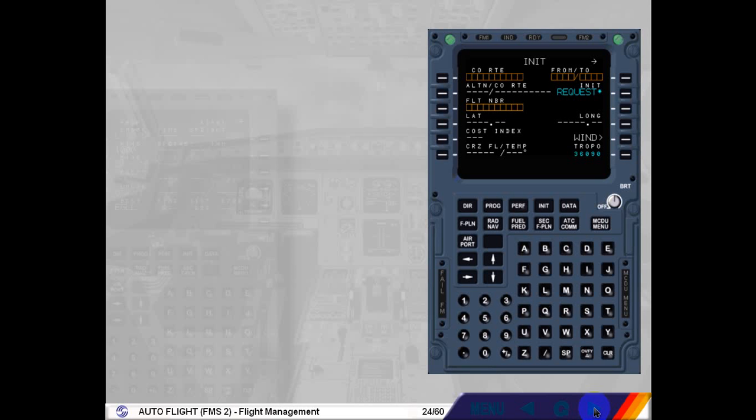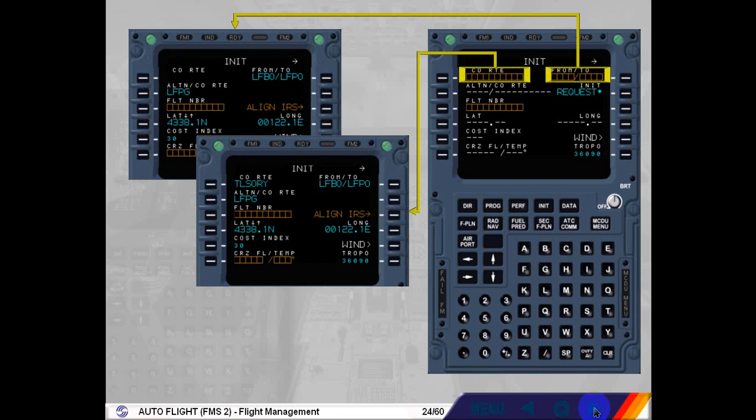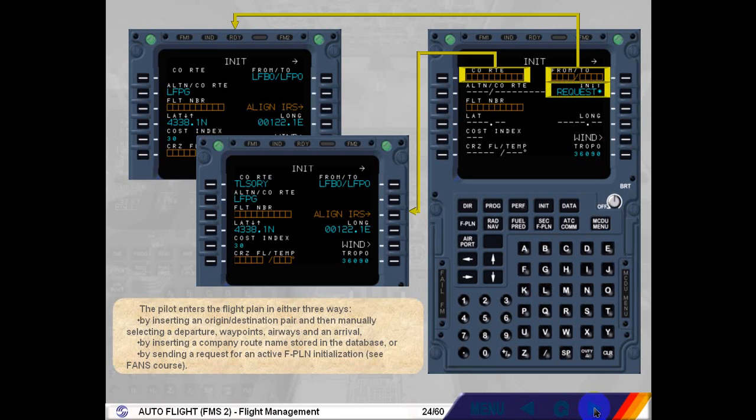The pilot enters the flight plan in either of three ways: by inserting an origin-destination pair and then manually selecting a departure, waypoints, airways and an arrival; by inserting a company route name stored in the database; or by sending a request for an active flight plan initialization. See FANS course.